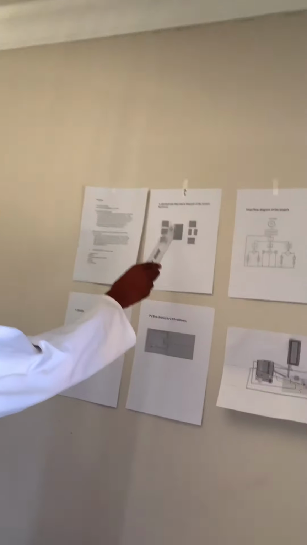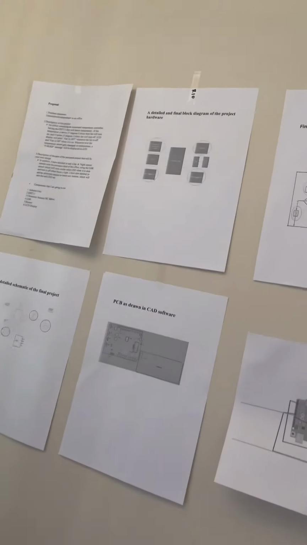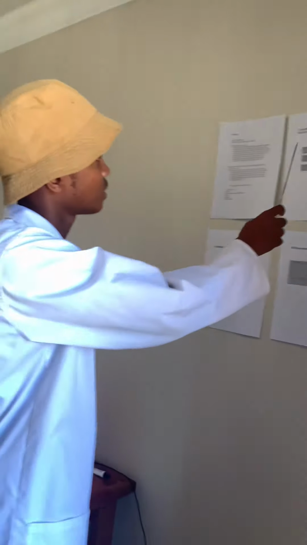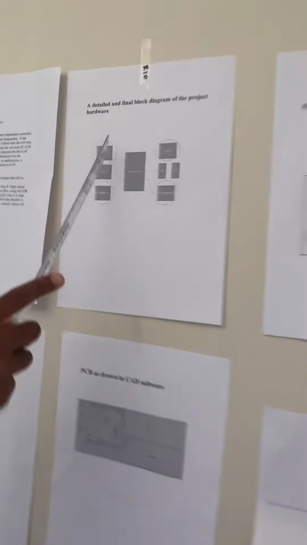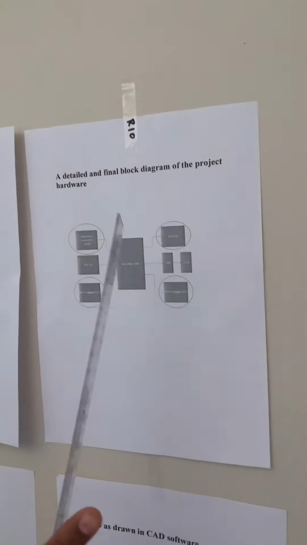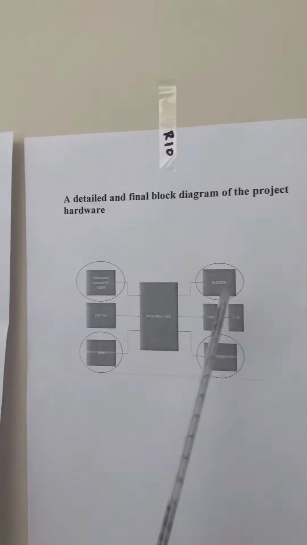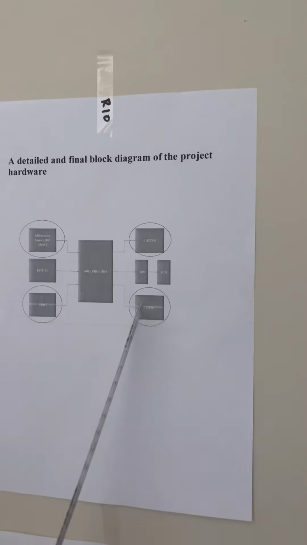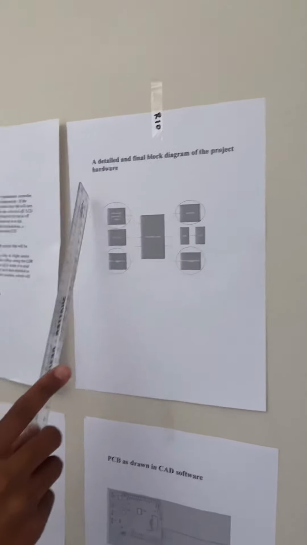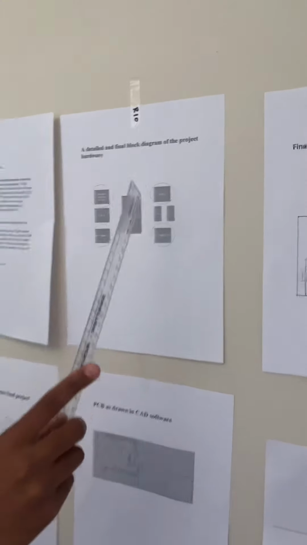Moving over, our block diagram shows the hardware of my project. Over here, we can see that we have my ultrasonic sensor, DHT11, LDR, Arduino Uno, my buzzer, my fan, my LCD, and my two LEDs, all in the form of a simple block diagram.